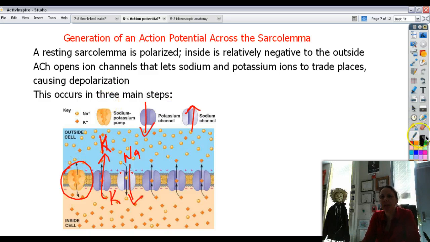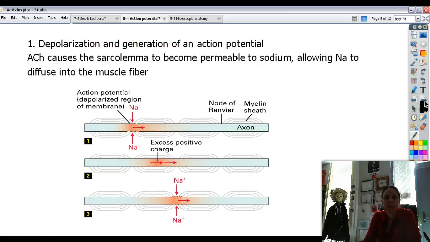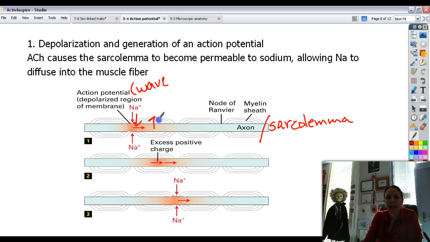Okay, so there's 3 main steps to how that happens. First step is the depolarization and generation of the action potential. So here's the axon, but it also works for the sarcolemma as well. It works the same. So the action potential, doing the wave, works its way down when sodium goes in and potassium comes out. That's the standing up portion of the wave. And just as soon as that happens, potassium gets pumped back in, sodium gets pumped back out.